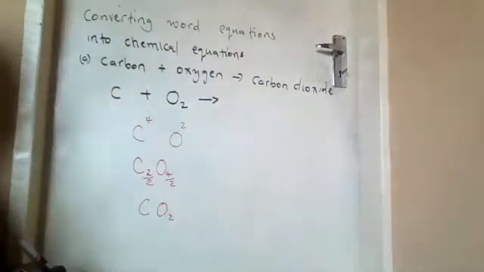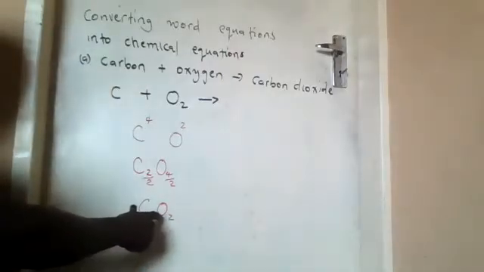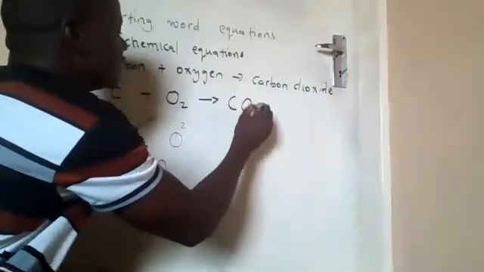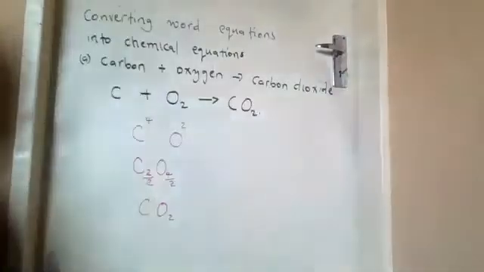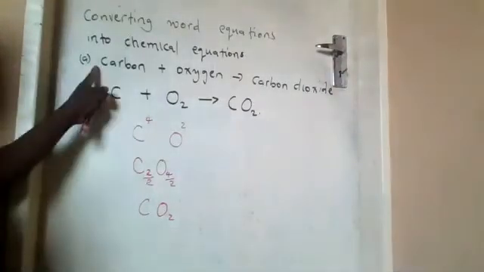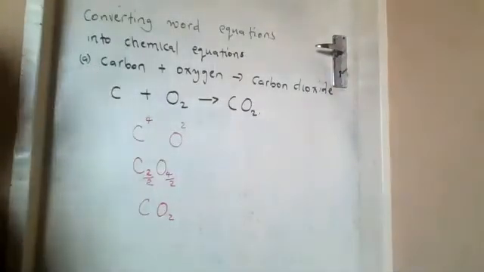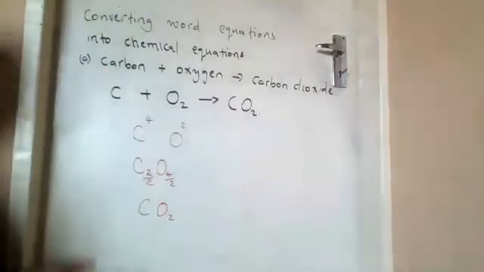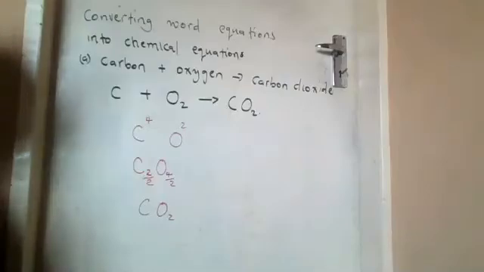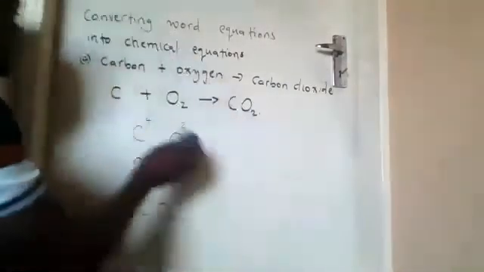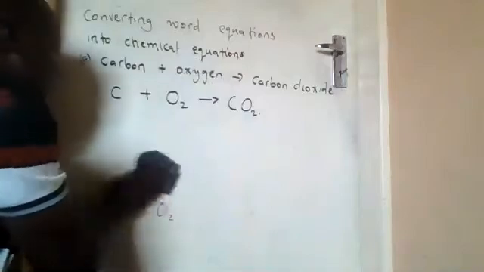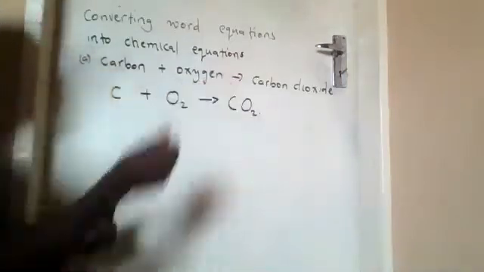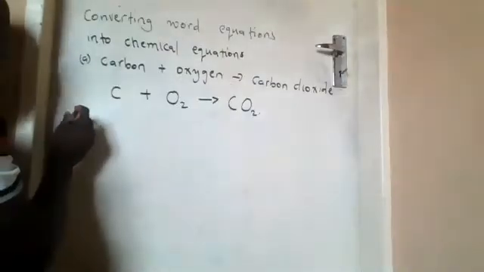So carbon dioxide will be written as CO2. That is how you write the chemical formula for carbon dioxide, and that's how you can convert the word equation into a chemical equation. So we have carbon plus oxygen to form carbon dioxide. That is the first example. Then we learn how we can complete the chemical equation. Then B.